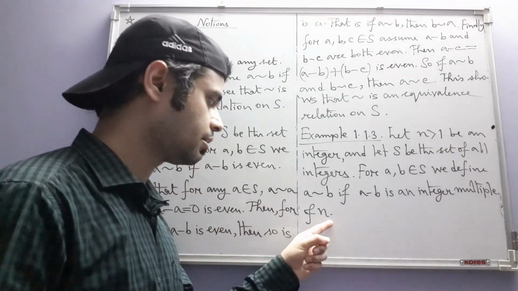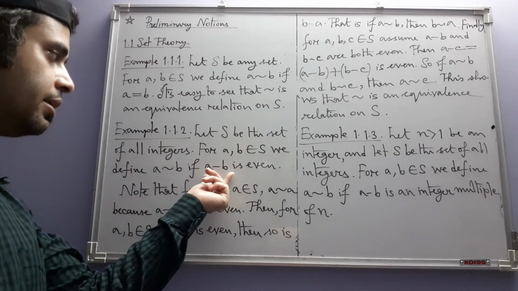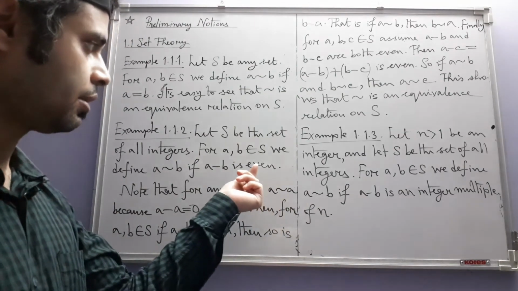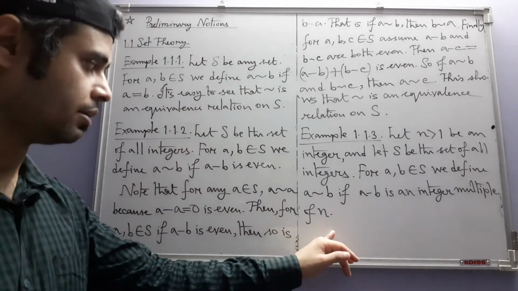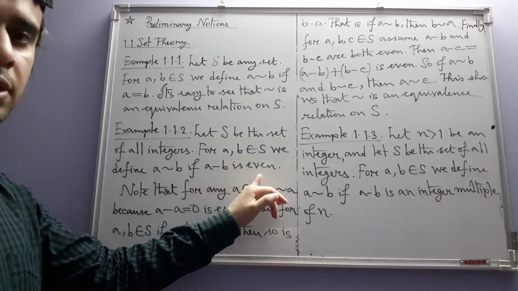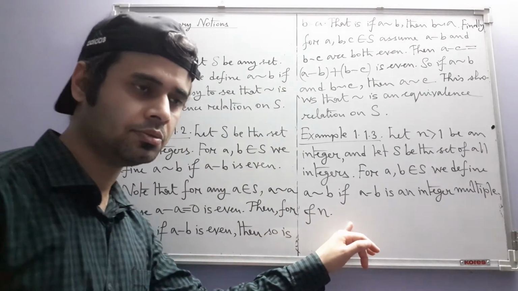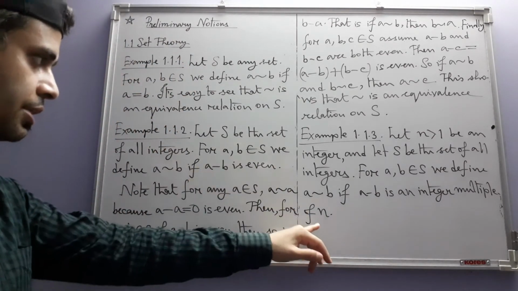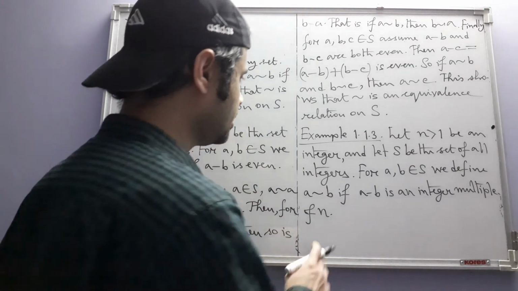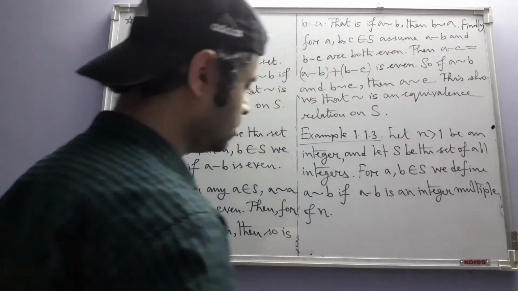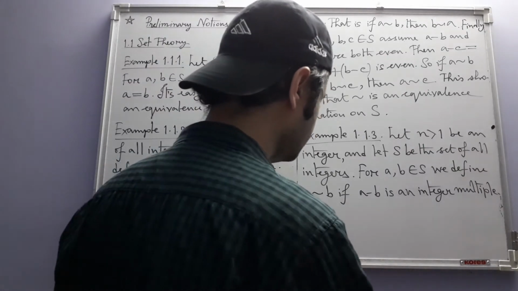Why is this a generalization of the previous one? You see, here we needed A minus B to be even, but here we needed A minus B to be a multiple of n. Here A minus B being even just means that it's a multiple of 2. So if you take n equal to 2, then this example becomes the previous one. So don't you think that these arguments will be exactly similar in this case? So this I leave to you.